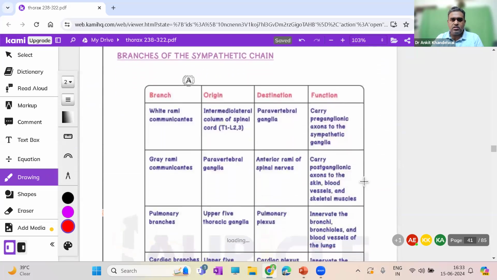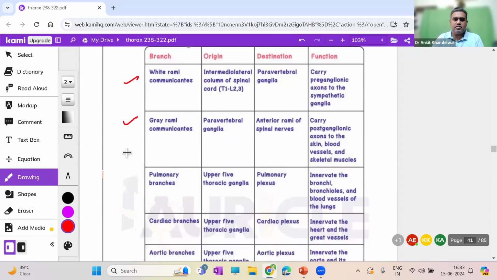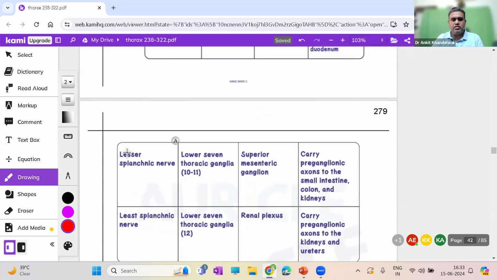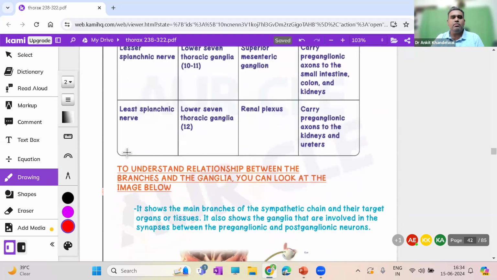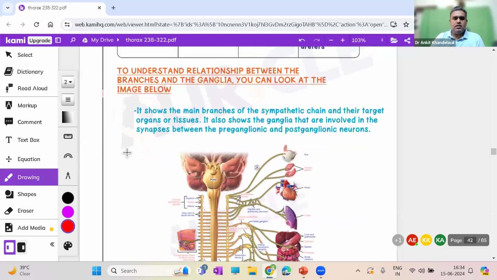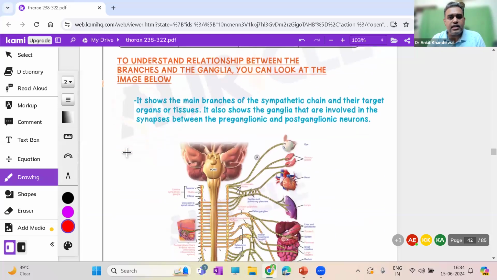Branches of the sympathetic chain. This we already have seen. It is the white rami or the gray rami. You can just go through, take a screenshot, and write it. Though it is a bit detailed, no need to write all of this, but that upper part was more important. You can look at the image to understand the relation between the branches and the ganglia. Let us see the image.